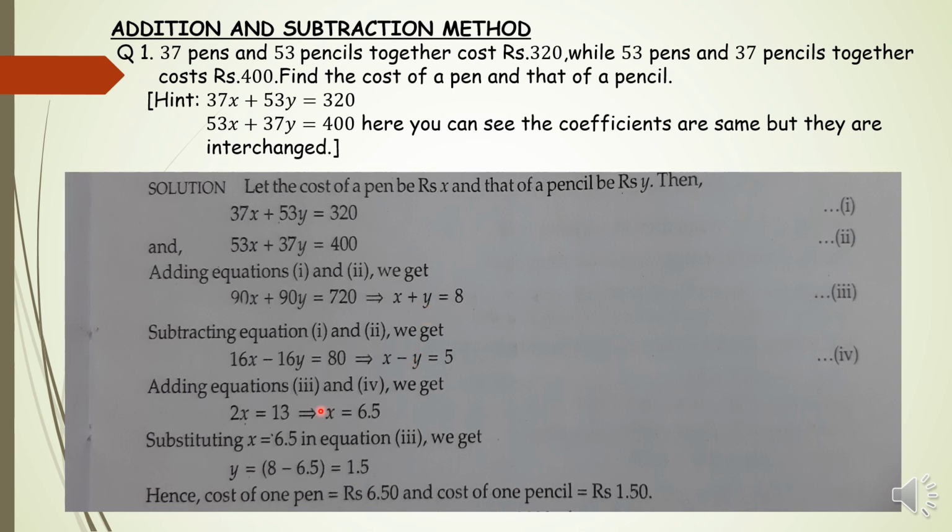So we will get 2x equal to 13, which implies x is equal to 13 by 2. Or you can write in the decimal form. If you are not writing in the decimal form also, no problem with it. x is equal to 6.5. Then substitute the value of x is equal to 6.5 in equation number 3. We will get y is equal to 8 minus 6.5, that is equal to 1.5. So cost of one pen is rupees 6.50 and cost of one pencil is equal to 1.50.